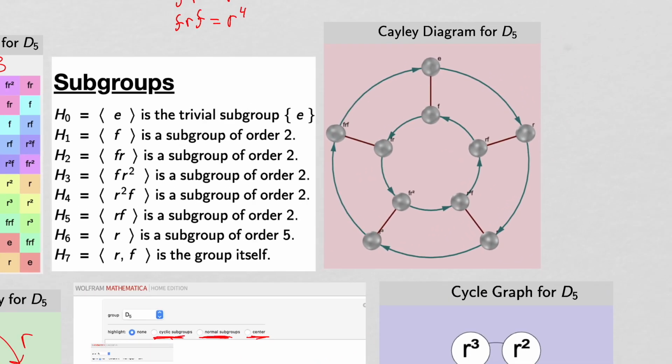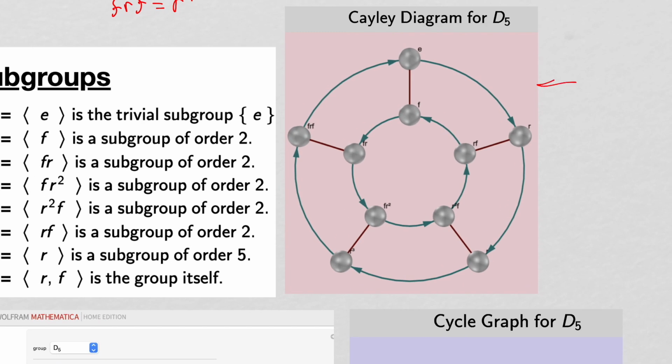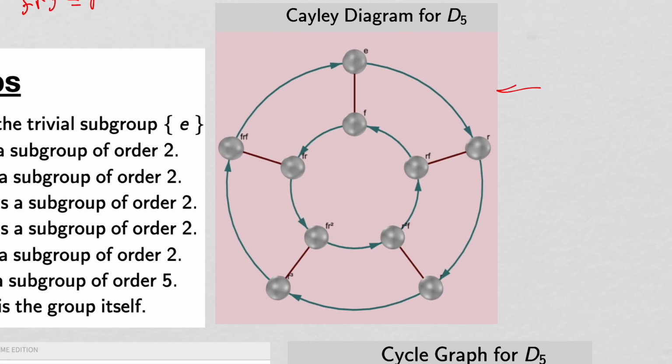I think the Cayley diagram is where the group explorer likes to go first. For example, the Cayley diagram, so let's talk about the Cayley diagram.